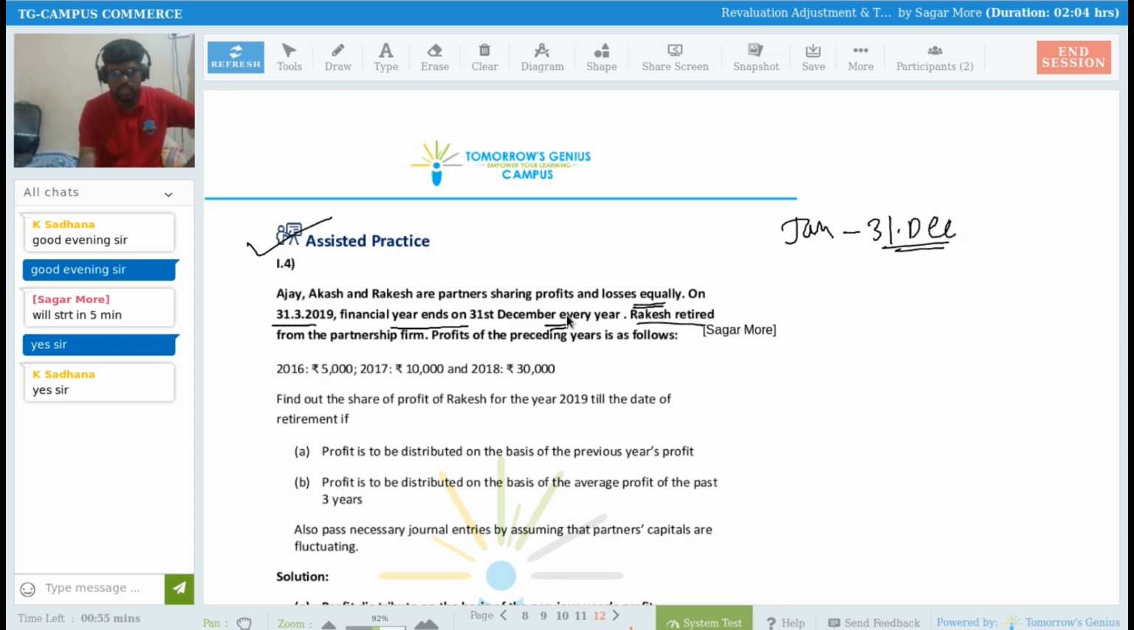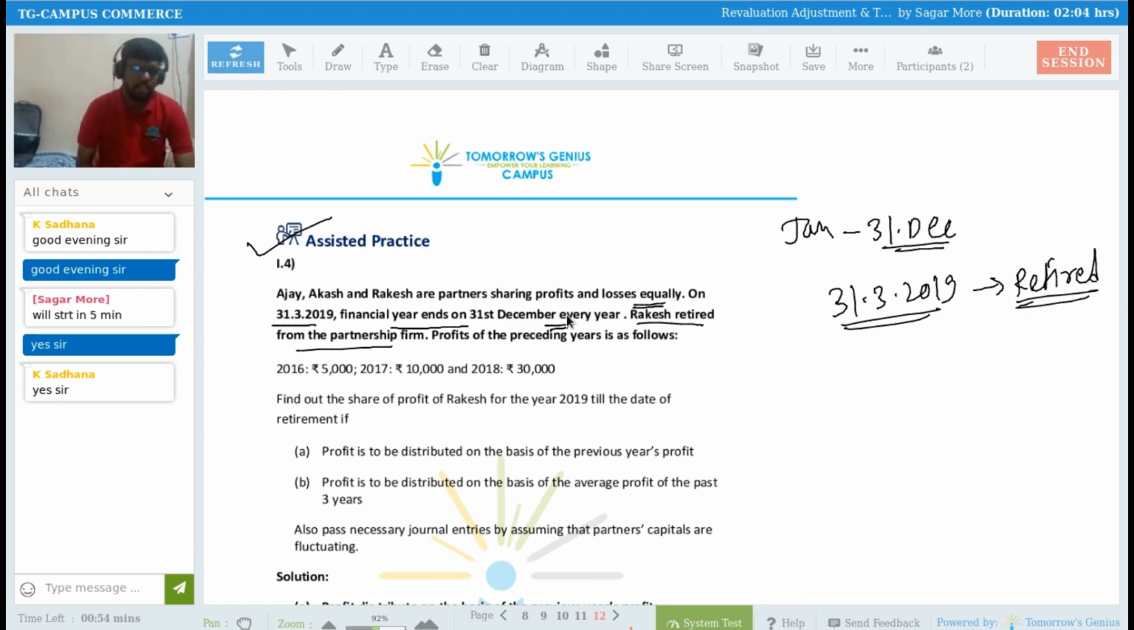Okay. Rakesh retired from the partnership firm on 31st of March 2019. They are saying here, on 31st of March 2019, he retired from the partnership firm business. Who? Rakesh. And profits of the preceding years are as follows. So profit of 2016, 17 and 18 is available to me, right?